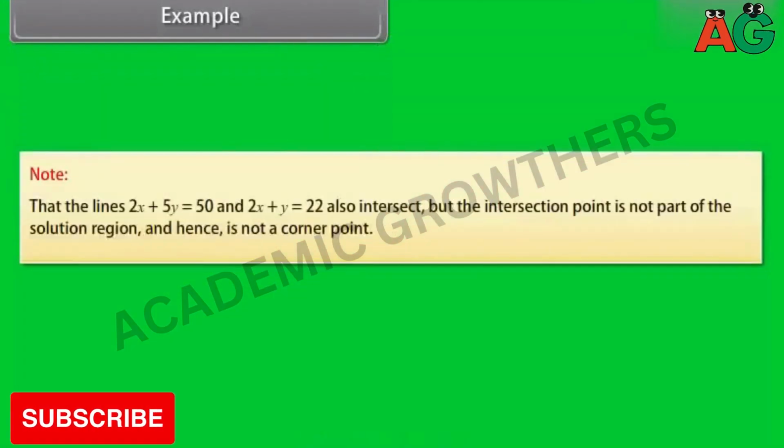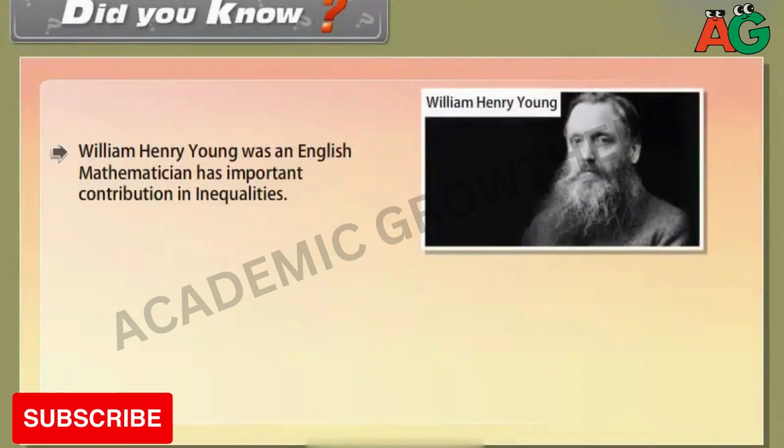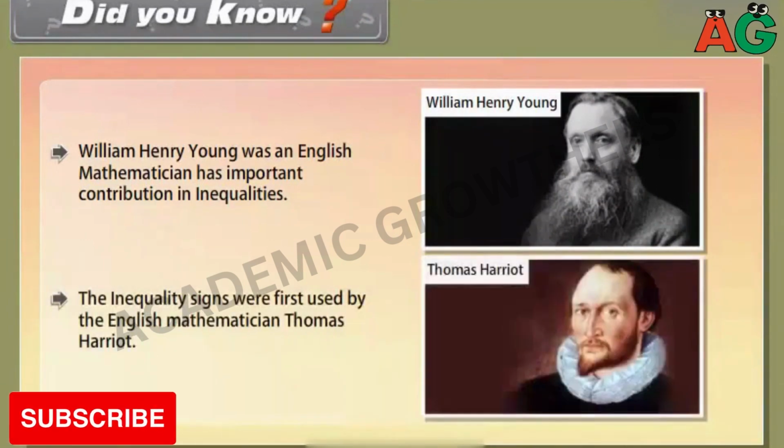Note that the lines 2x plus 5y is equal to 50 and 2x plus y is equal to 22 also intersect, but the intersection point is not part of the solution region and hence is not a corner point. Did you know? William Henry Young, an English mathematician, made important contributions to inequalities. The inequality signs were first used by the English mathematician Thomas Harriot.